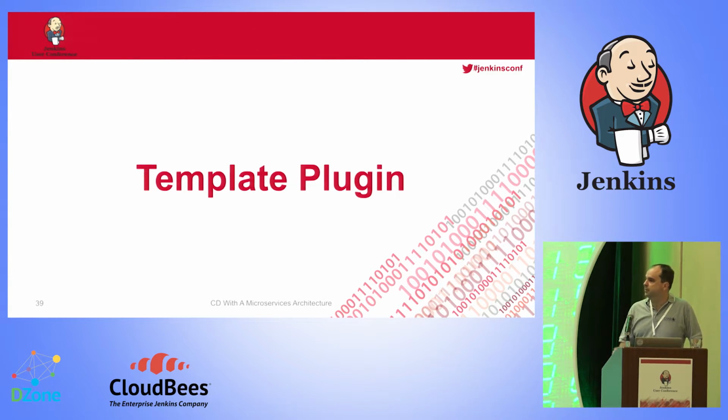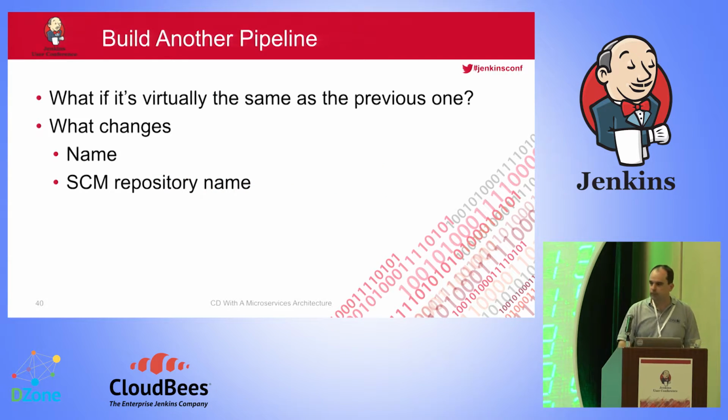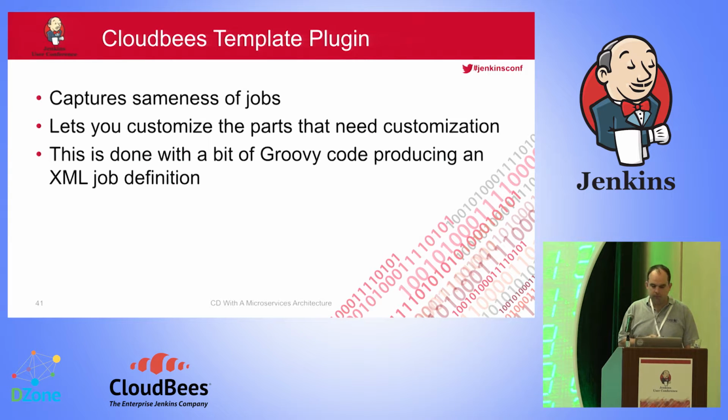And so that's where the template plugin comes in very handy. We're going to build another pipeline for order, which is virtually the same as the previous one. So things like the names of the jobs, the SCM repository that you're going to check out from, those are the things that change. Virtually everything else stays the same. And so the template plugin captures that sameness while letting you customize the parts that need customization.